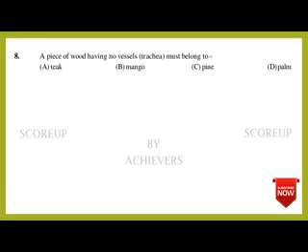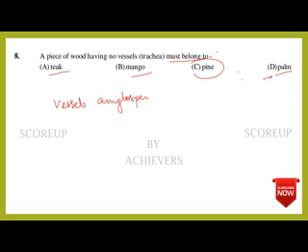A piece of wood having no vessels must belong to which plant? Vessels start from angiosperms. Vessels are the characteristic feature of angiosperms. So here this is angiosperm, angiosperm, angiosperm, but this one is gymnosperm. So vessels are absent in gymnosperm. So the answer is C.